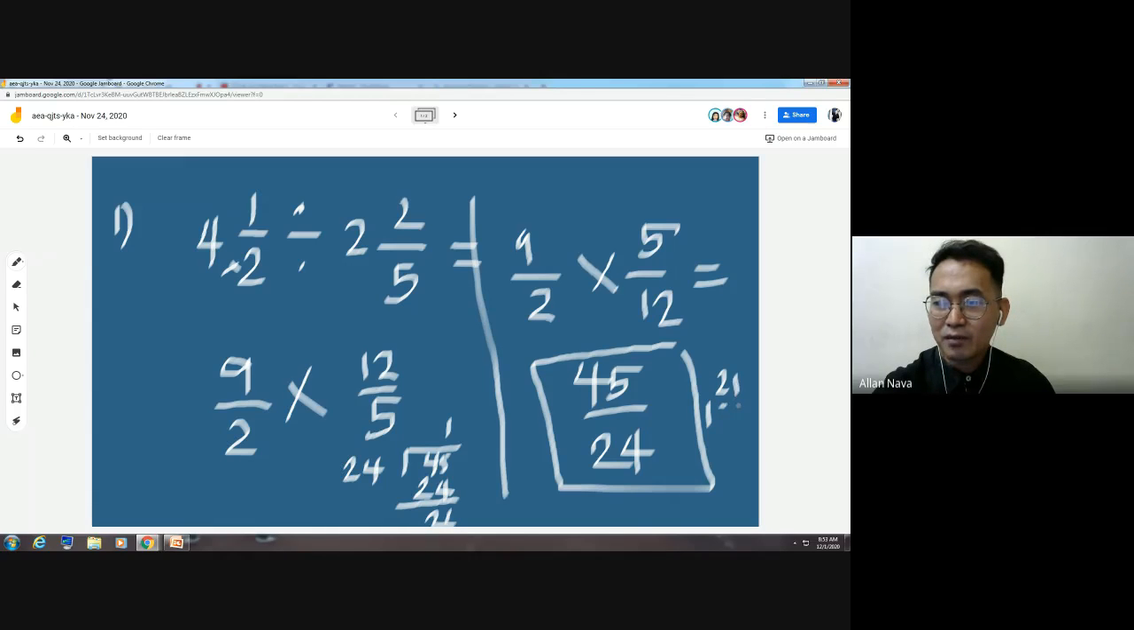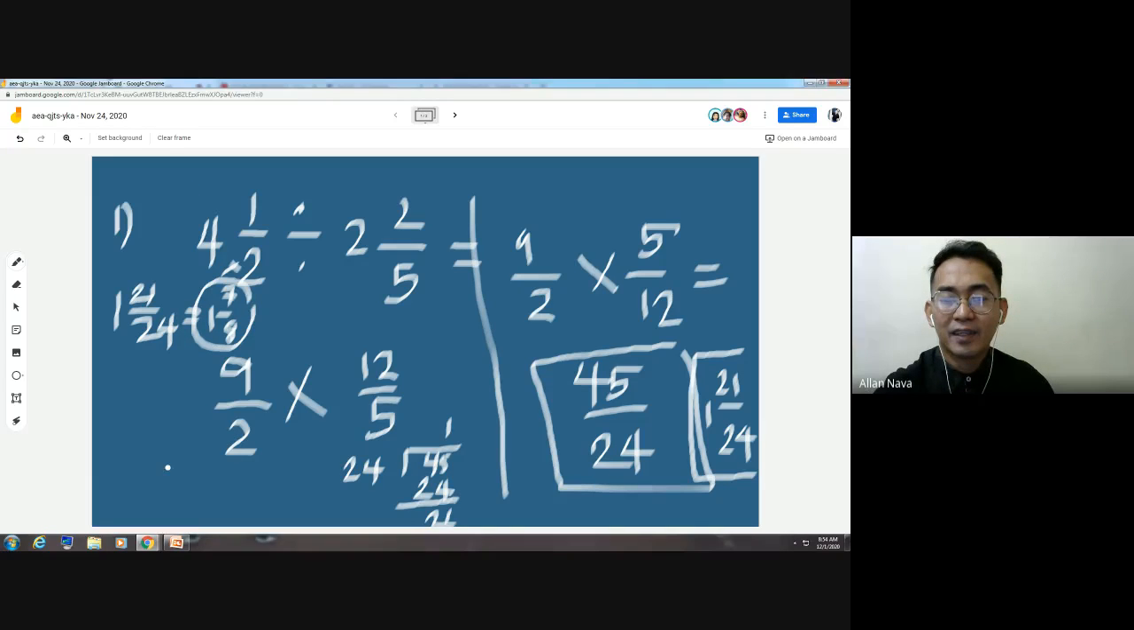Tama naman. Kaya lang, katulad ng lagi kong inuulit, ang sagot ba ay naka-lowest term, naka-simplify? Hindi. Kasi ang 1 and 21 over 24, pwede pang ma-lowest term yung 21 over 24. Ano yung GCF? 3. Kaya, pag ni-lowest term natin yung 1 and 21 over 24, okay, the correct answer there is 1 and 7/8. Ayun yung magiging final answer natin.